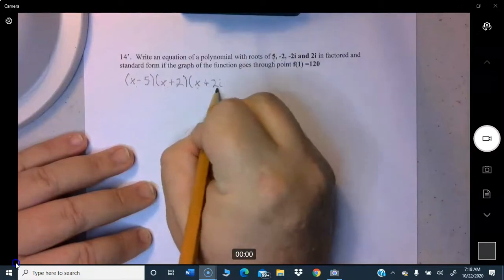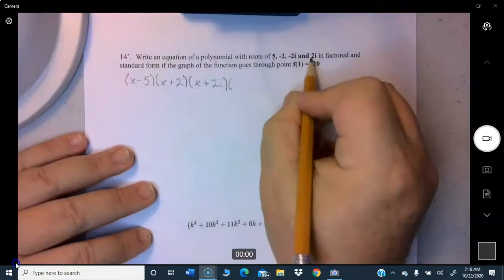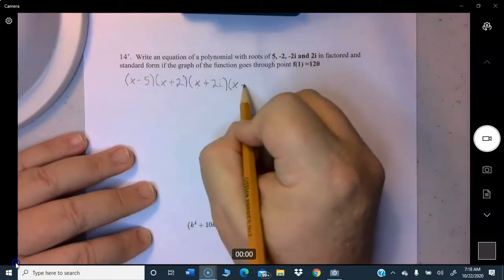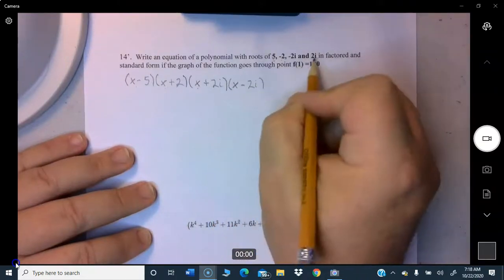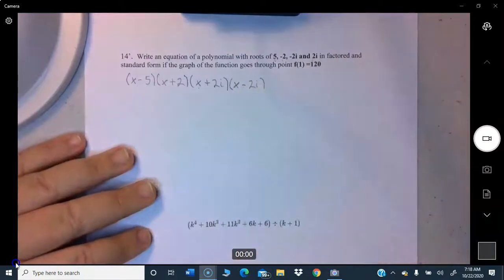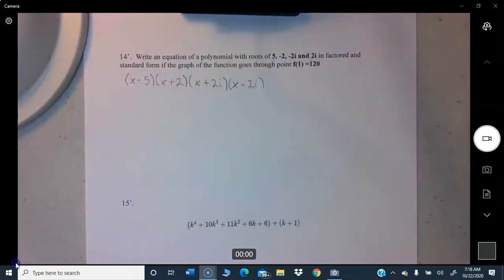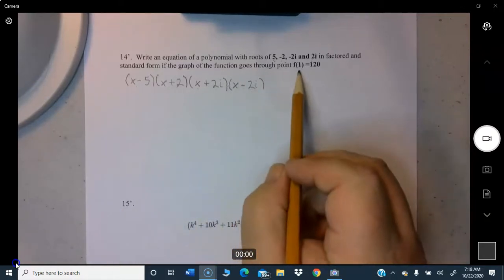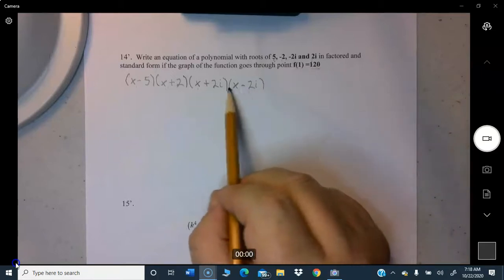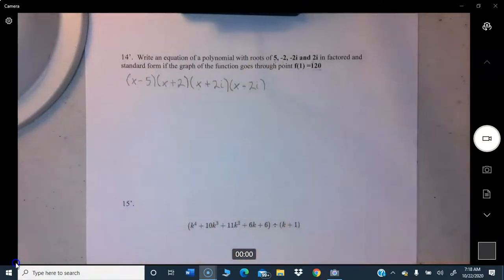So negative 2i plus 2i would go to 0. And this one's positive 2i, so that's going to be x minus 2i. Positive 2i minus 2i goes to 0. So there they are. Now, to solve this problem, you got to get rid of the imaginary numbers. You can't plug 1 into there and get a positive 120 with all that. Well, you can, but we're going to go ahead and expand it first.